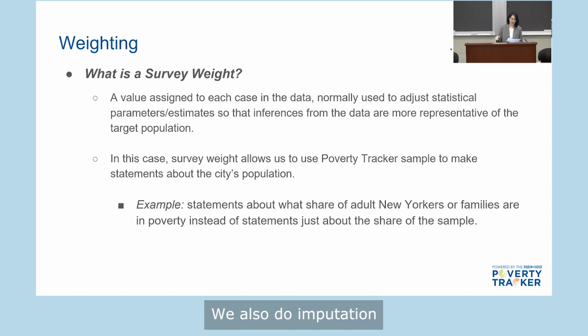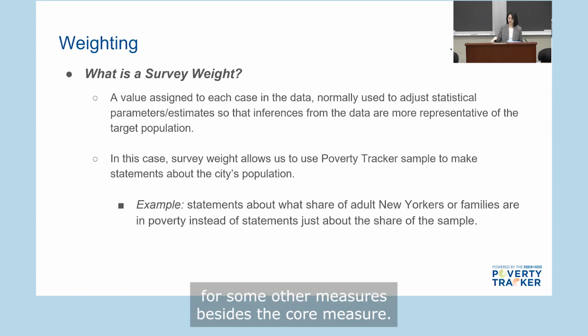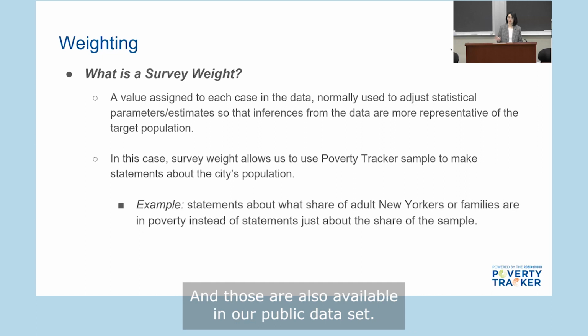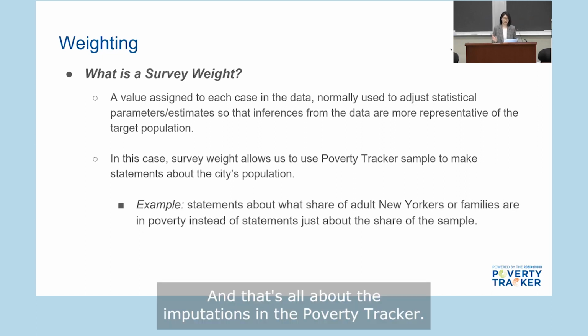And we also do imputation for some other measures besides the core measure, and those are assets and debts imputation or variables, for example, and those are also available in our public data set. And that's all about the imputation that happened in Poverty Tracker.